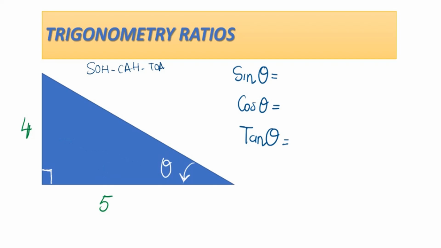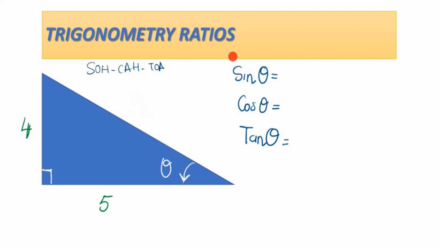We've got two sides of this triangle. We've got the opposite side with respect to our angle theta, and the opposite side is 4. We have our adjacent side with respect to our angle theta, and that adjacent side is 5. But we are missing the hypotenuse. So how do we get the hypotenuse?